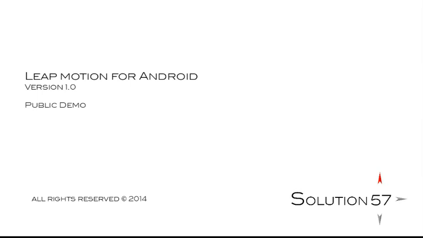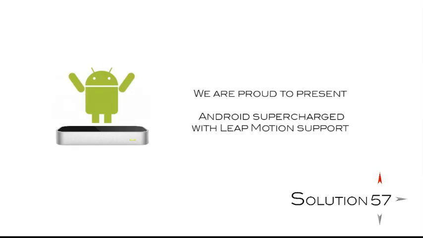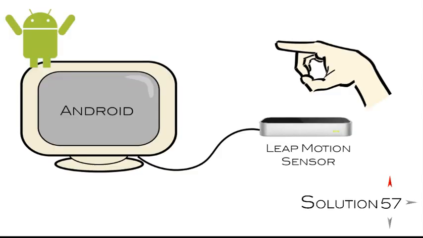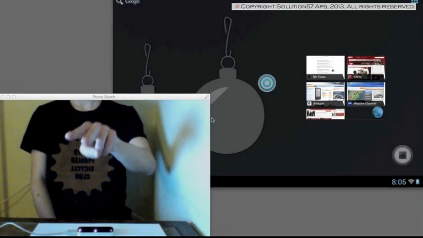Hi, this is Solution 57, and today we're going to show you our Android integration of the Leap Motion sensor. Leap Motion is a hardware sensor capable of detecting your hand and hand position in the air and translating it to input coordinates for your PC.